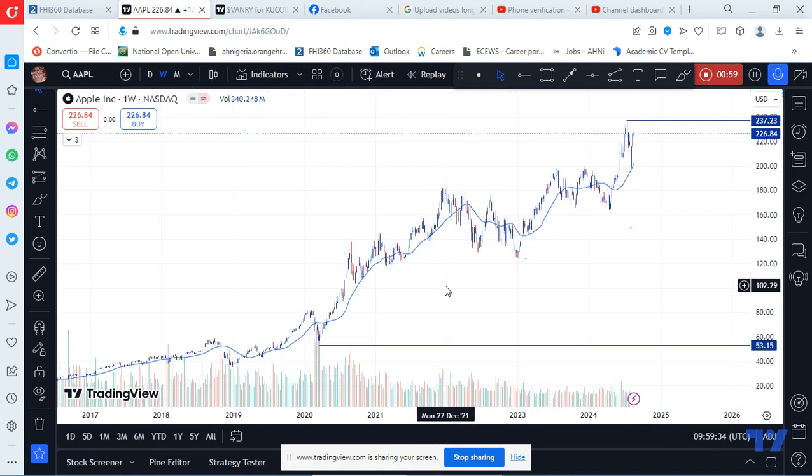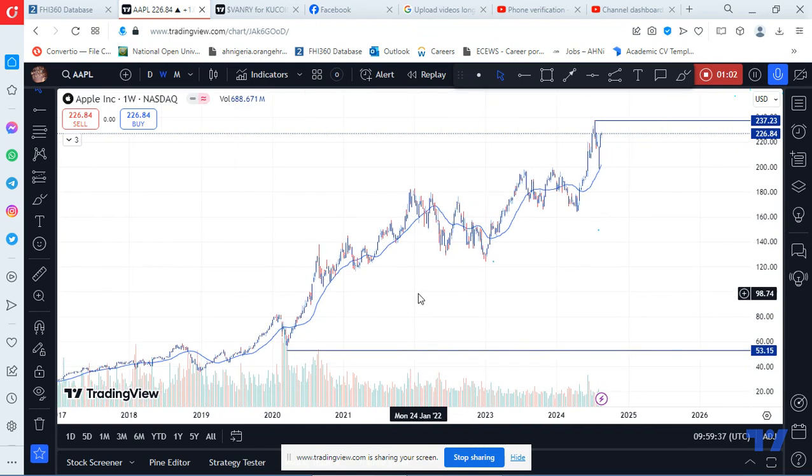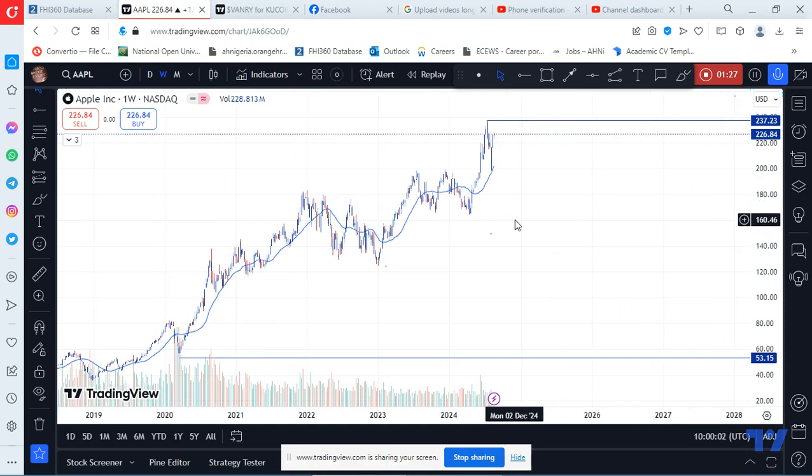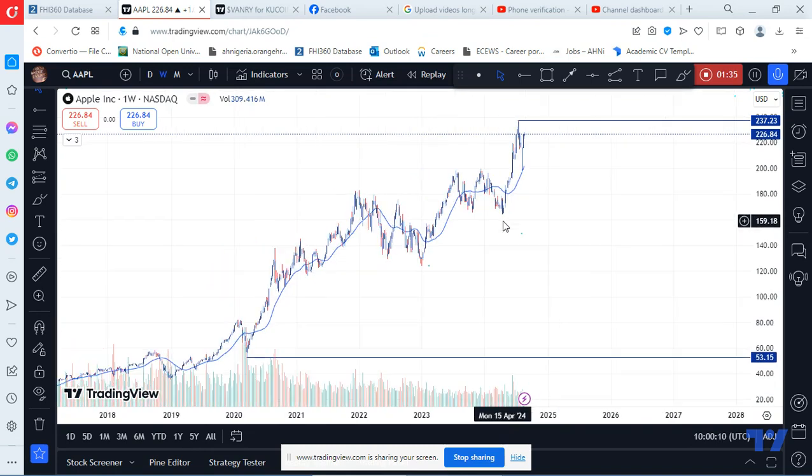So this is my Apple chart right before me here today. On this chart, you can see the progression of Apple. Apple moved from $53 to 183, then came down again to 122, went high up to 237, and so on. So now, is Apple currently a buy or a sell? We are going to be seeing that right away.